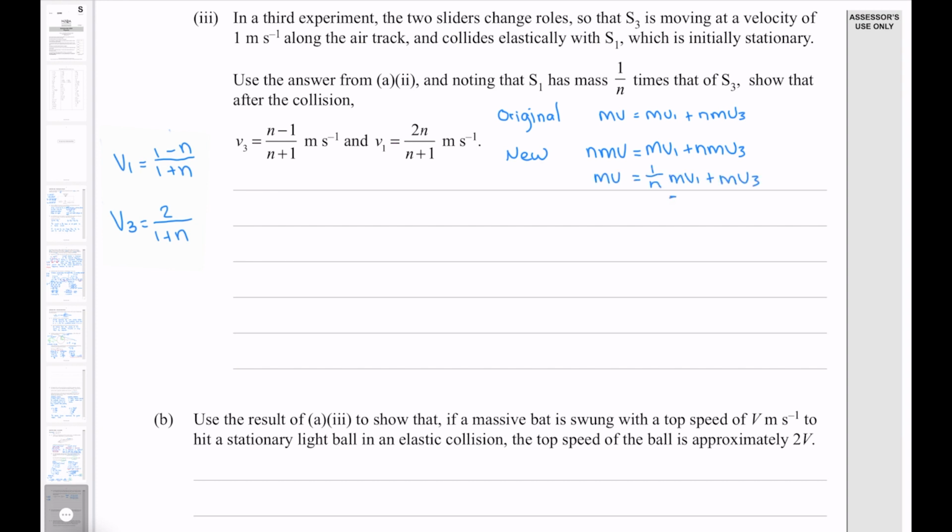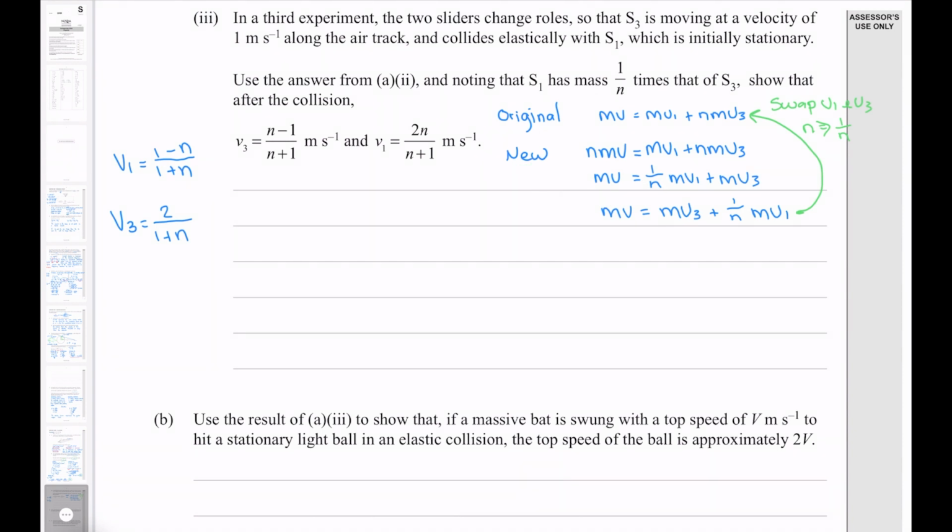And now if we swap these two terms around, what we see is to get from this equation here to this equation here, we need to do two things. We need to swap V1 and V3, and we need to change n to 1 over n. Therefore, if we do it to these initial equations, we should likewise get final new equations for these terms.